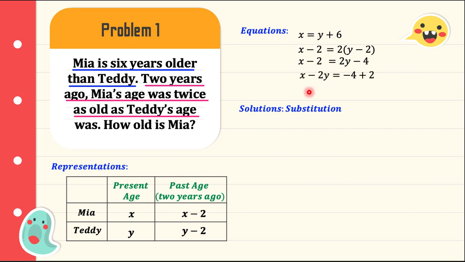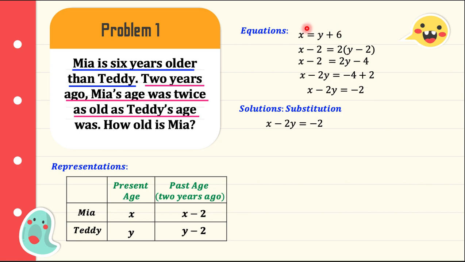And then transpose 2y on the other side. So that will be x minus 2y equals negative 4 plus 2. And then add or combine like terms. So our second equation will be x minus 2y equals negative 2. As I use substitution method, I will be using the second equation, which is x minus 2y equals negative 2. And then change x and make it y plus 6.